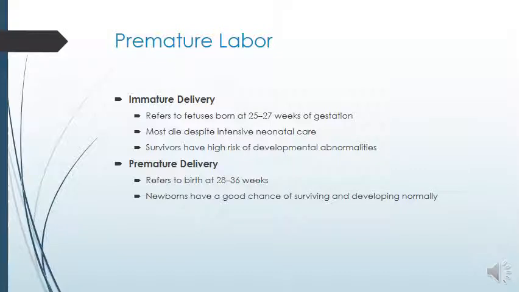Most fetuses born at 25 to 27 weeks of gestation with a birth weight under 600 grams die despite intensive neonatal care. Survivors have a high risk of developmental abnormalities. Premature delivery usually refers to birth at 28 to 36 weeks, with a birth weight over 1 kilogram or 2.2 pounds. With care, these newborns have a good chance of surviving and developing normally.